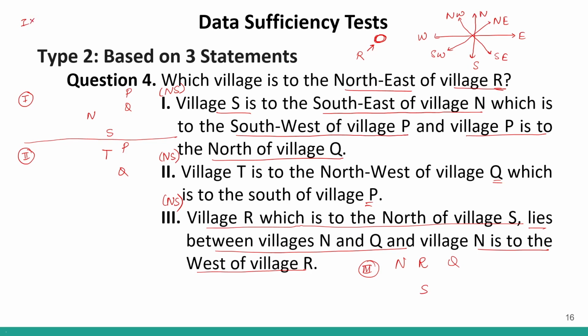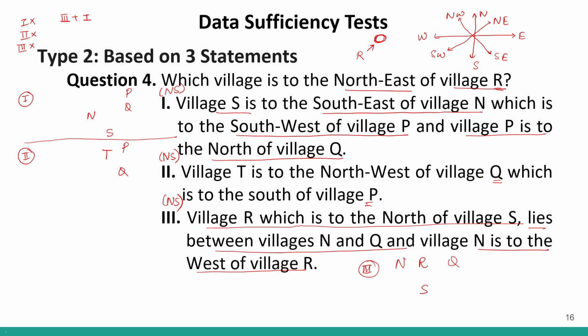So 1 alone is not sufficient, 2 alone is not sufficient and 3 alone is not sufficient. But I can see R being mentioned over here. Okay, R is mentioned in statement 3. So it will be either 1 and 3, or 2 and 3, or all 3 are required. Correct? Because R is mentioned only in the third statement. So now I will make combinations with the third statement. I am combining the third statement and the first statement.